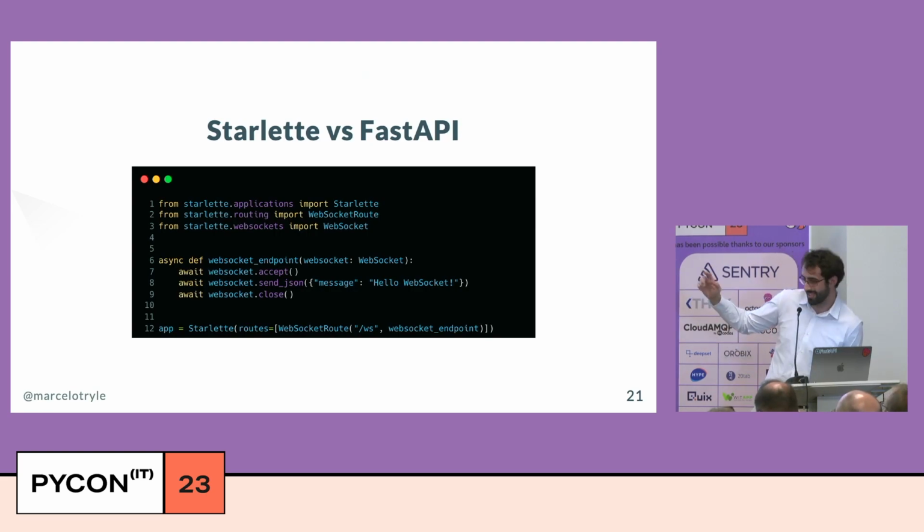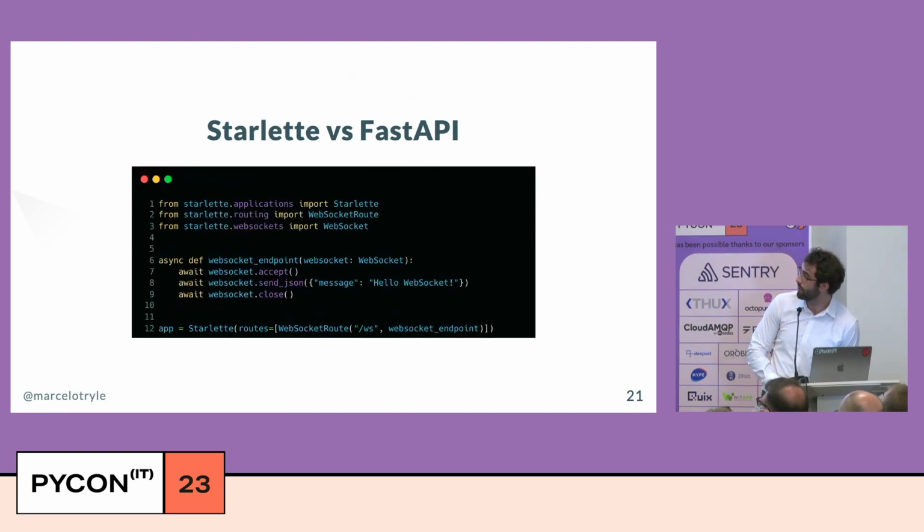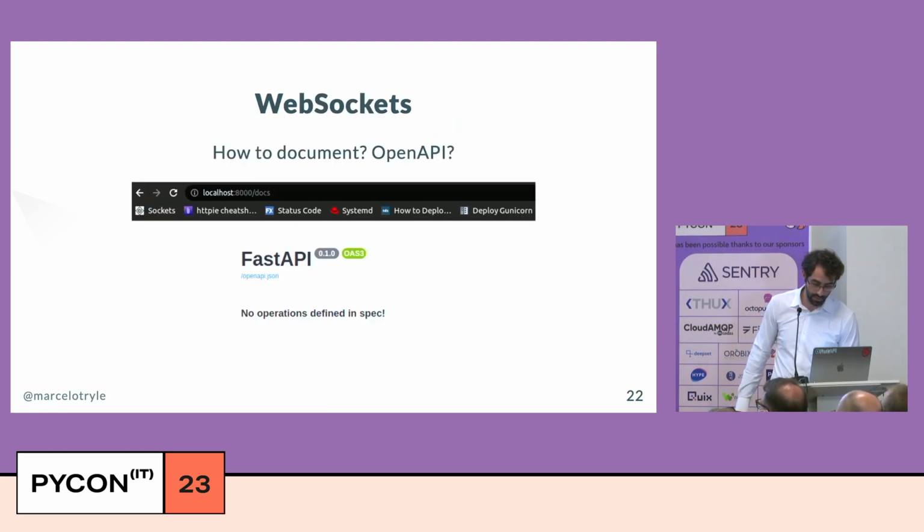As you can see, this is pure Starlette, and it's exactly the same implementation as you can see here. From line 7 to 10, you'd have the same as 6 to 9, even the number of lines. So it's really pure Starlette. And the thing about this is how we document this, because maybe the ones that don't know about FastAPI don't know, but you have automatic documentation on FastAPI, but not for WebSockets, because it uses OpenAPI.